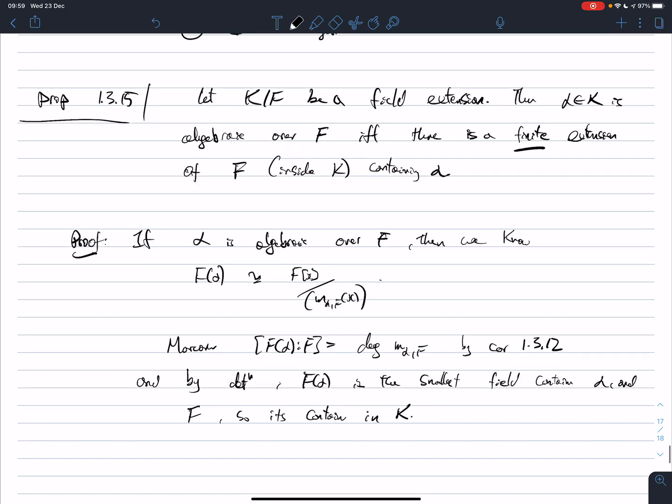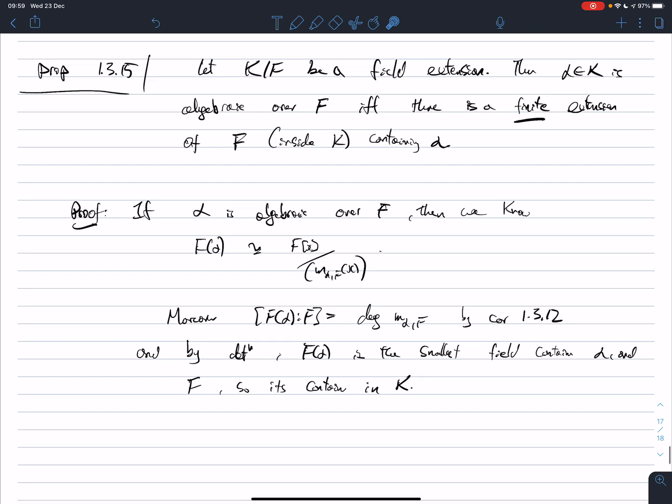So if I have an element alpha which is algebraic, then I have this field F(alpha), which is a subfield of K by my definition, and its degree over F is the degree of my minimal polynomial. So F(alpha) is a finite extension of F contained in K, which contains alpha. So this is one direction.